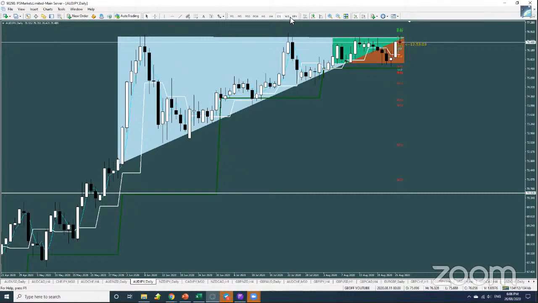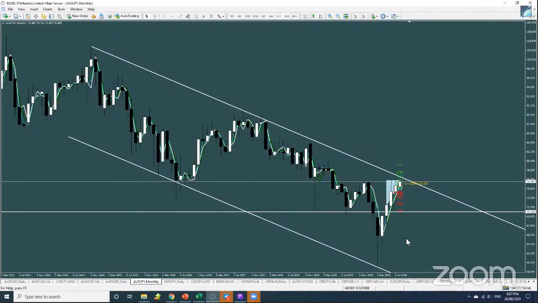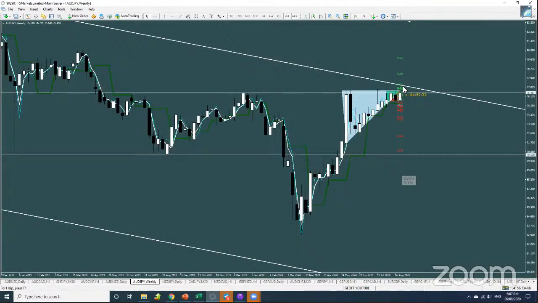But what tells me that the probability is that it's going to break to the low side is this range. So every time we come to the extreme of this range, we come back off it. I don't see why that will change anytime soon. So for that reason, I'm still bearish Aussie yen until it breaks and retests something, either the top of the range, which is the triangle, or indeed this descending channel, and then I'll look for a trade.